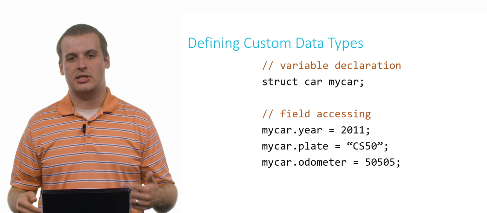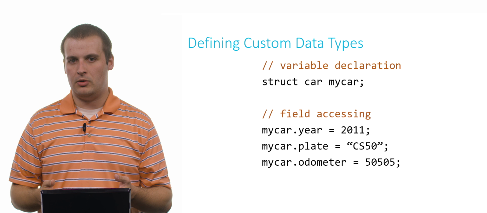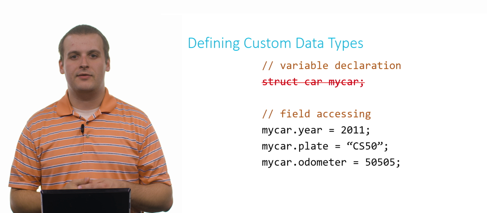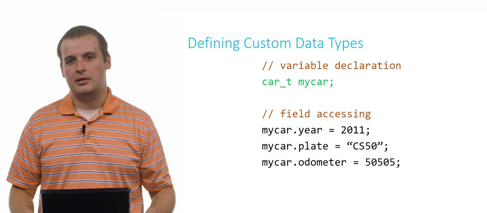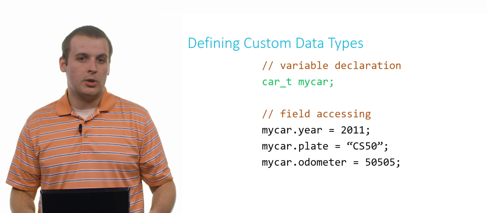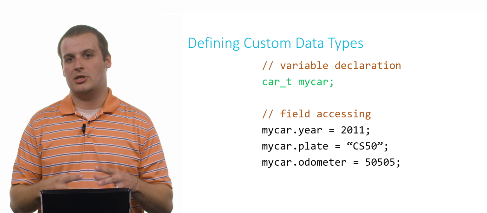And so if we start to use this in code, previously I might have said struct car my car, semicolon. Well, I don't have to do that anymore. Now that I've used the typedef, I can just say car underscore t my car. That's a lot shorter of a way to do it. And in fact, it's going to be a lot more convenient, especially as you start to use structures a lot more in your code.